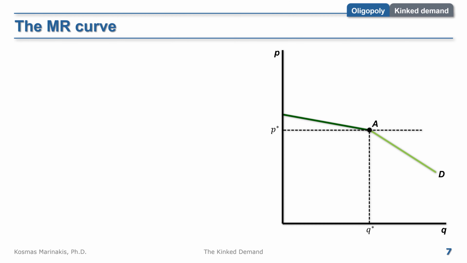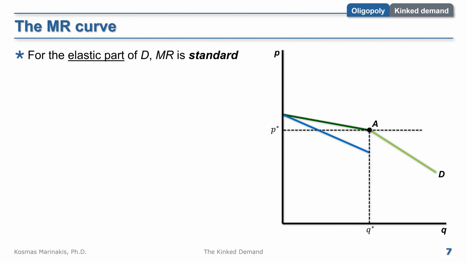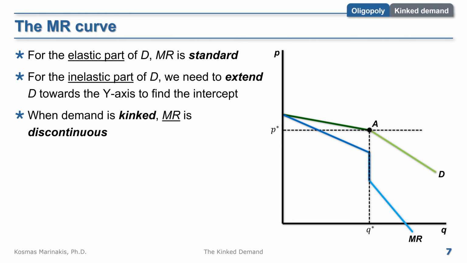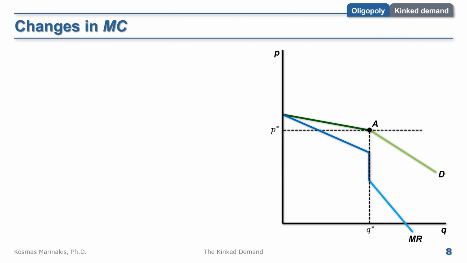Let's see how the MR curve will look with a broken demand curve. For the elastic part of the demand, the dark green one, the MR is standard, starts from the same intercept, has double the slope, and looks like this dark blue line. For the inelastic part of the demand now, the same is pretty much true, but we must extend the light green segment towards the y-axis to find the real intercept like this. Then the same intercept, double the slope rule applies here too, and after Q star, the light blue MR corresponds to the light green segment of the demand. Therefore, when the demand is kinked, the MR curve is discontinuous. This discontinuity is what explains the price rigidity.